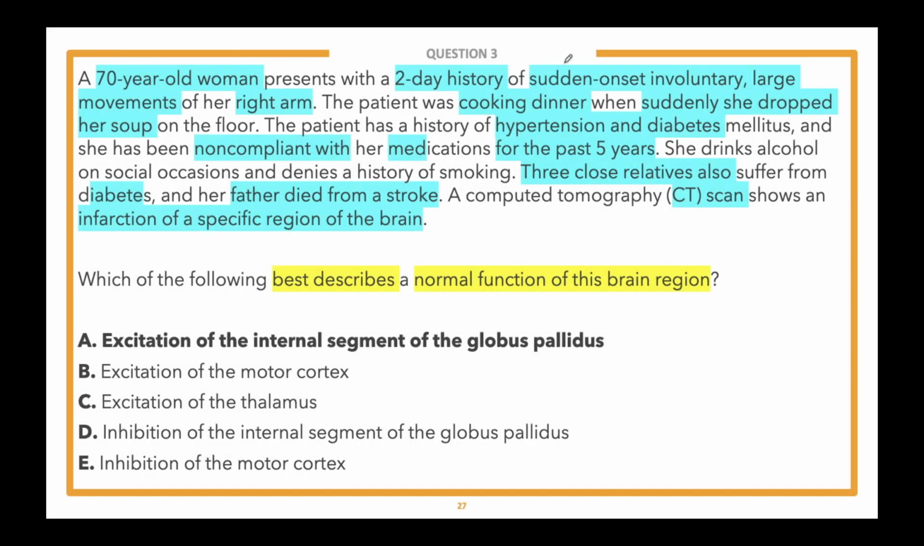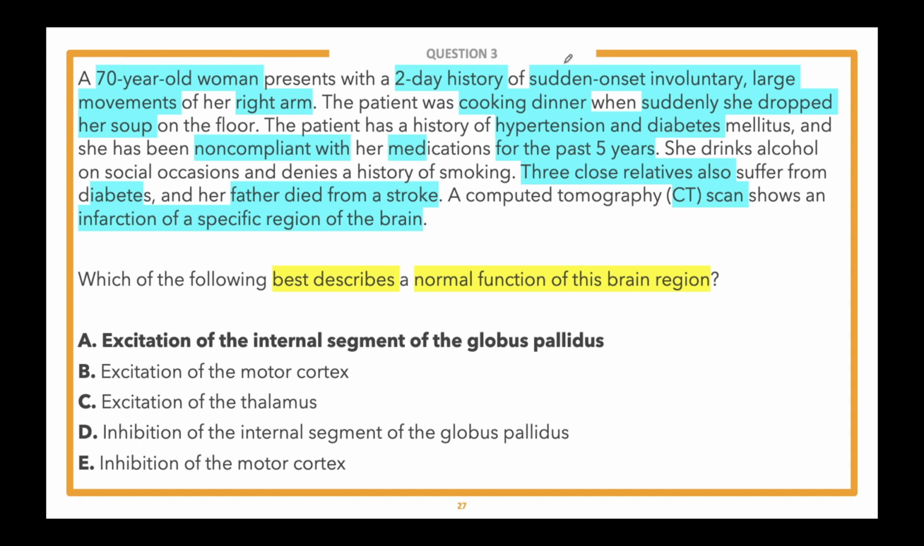Thank you, Sean. Yeah, definitely a tough question. And this specific topic in neuroanatomy is always tough to wrap your head around. So let's see if we can do that today. So this patient has sudden, large, involuntary movement of the right arm, okay? We also know she has hypertension and diabetes, which she's not been compliant with her medication. So those are probably very active. So we really should be thinking about some of those small vessel strokes or lacunar strokes or lacunar infarcts.